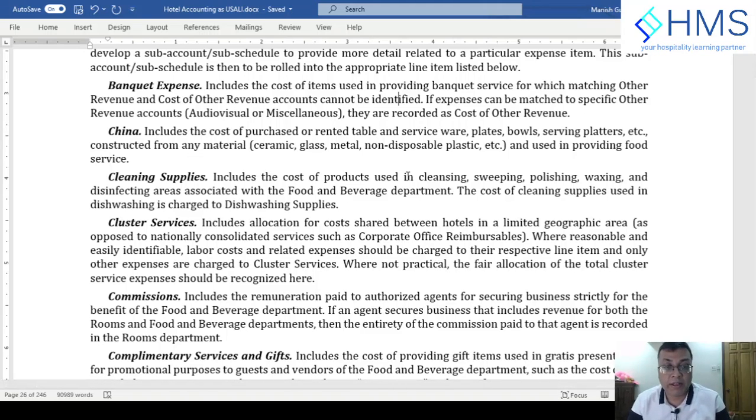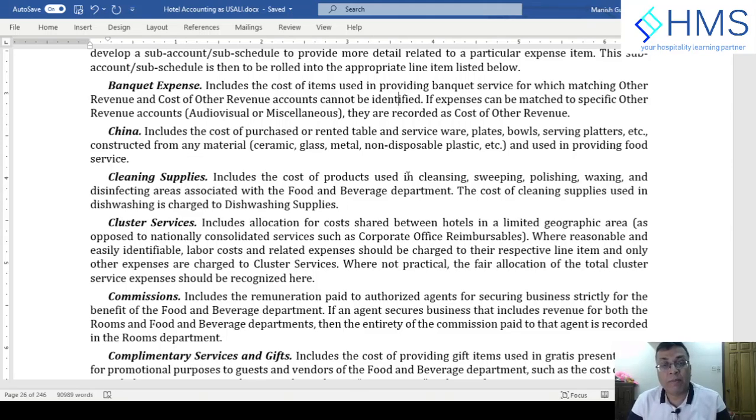So the Chinaware includes the cost of purchased and rented tableware and serviceware, plates, bowls, service platters, constructed from materials such as ceramic, glass, metal, non-disposable plastic, used in providing food services. So that is called the Chinaware. It may not be only bone china, it can also be metal, ceramic, or glass. All is considered Chinaware.